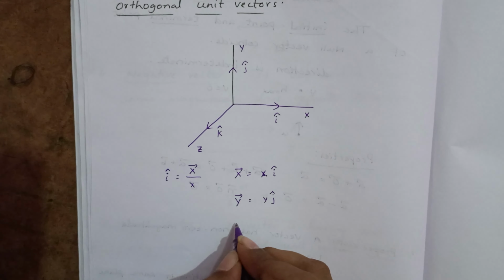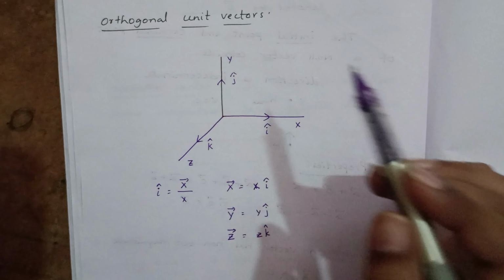Now, these three are perpendicular to each other. Between unit vectors i and j, 90 degrees. j and k, 90 degrees. k and i, 90 degrees. So these three are known as orthogonal unit vectors.